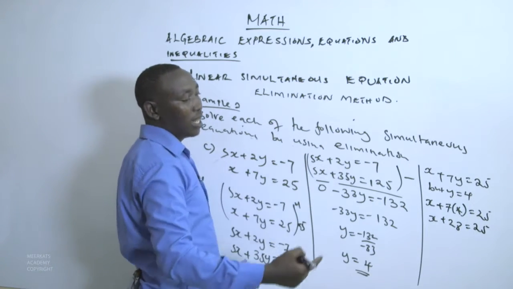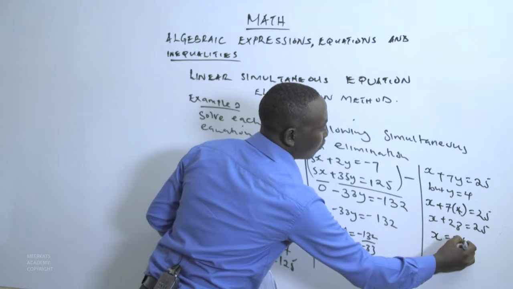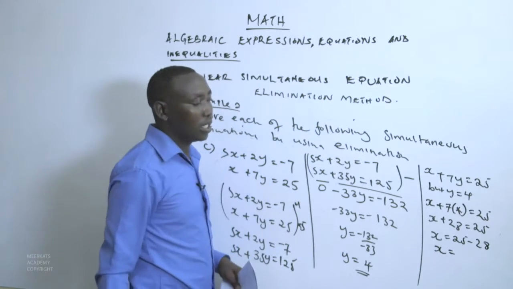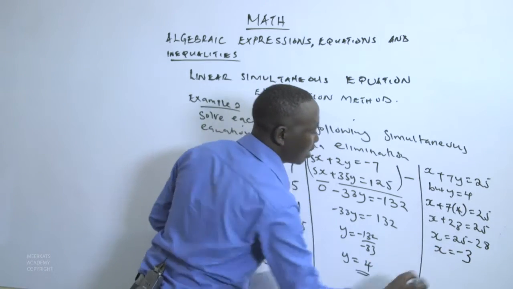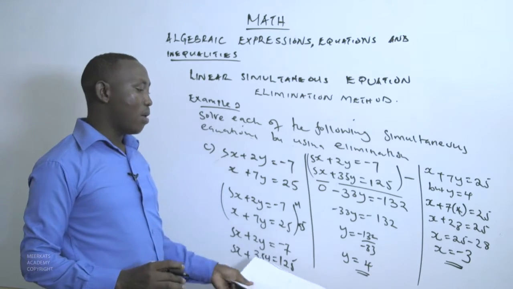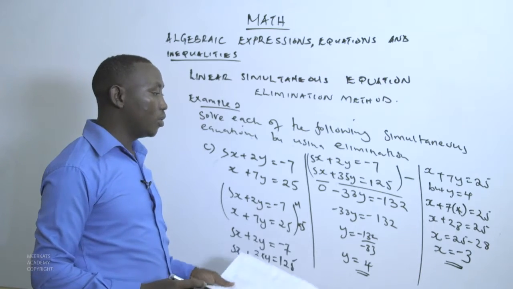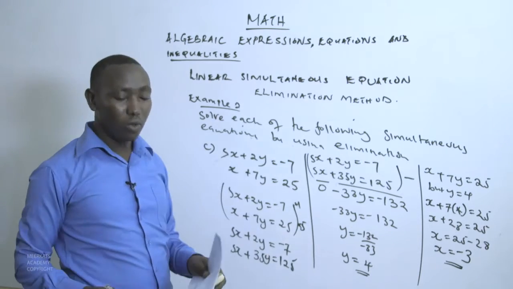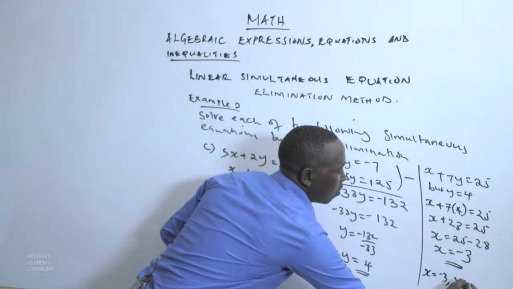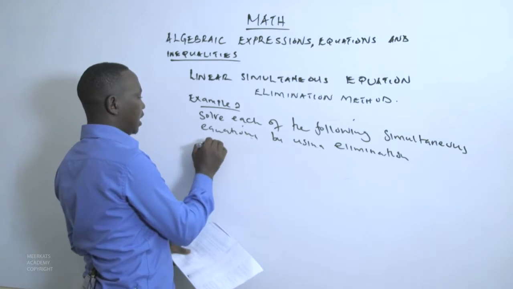We take 28 to the other side, it will be minus. So that means that the value of x will be equal to 25 less 28, and therefore the value of x is going to be minus 3. Therefore, y is equal to 4 and x is equal to negative 3 are the solutions that satisfy the two equations. x is equal to negative 3, y is equal to positive 4. That is example D.